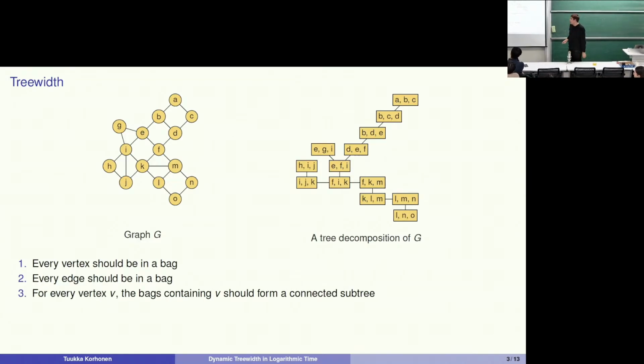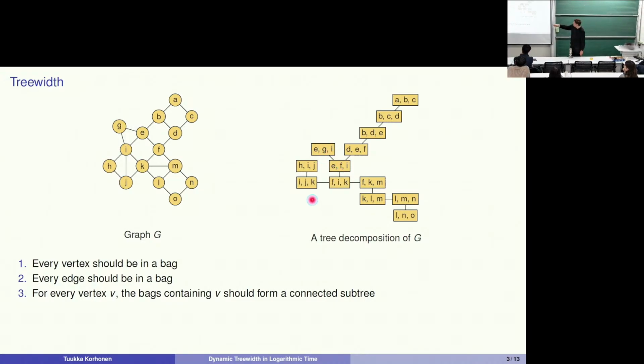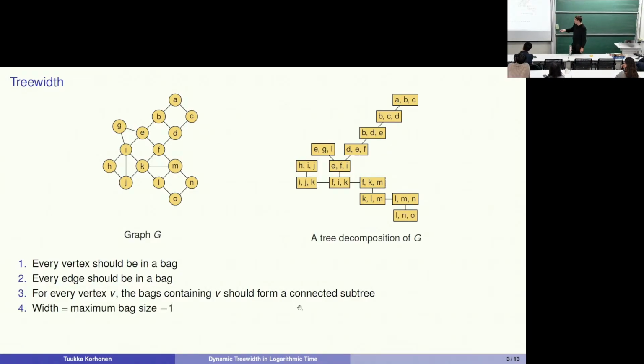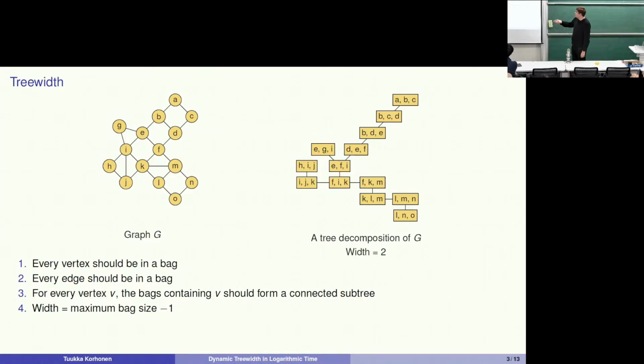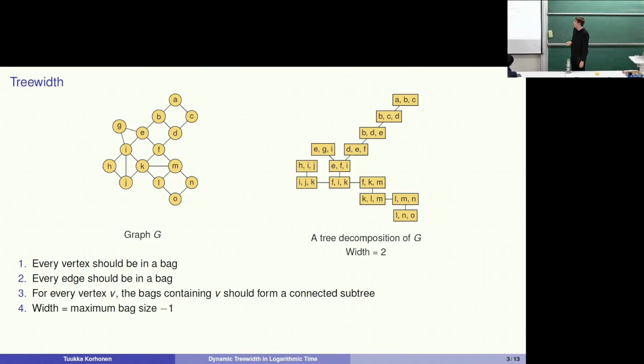And third, for every vertex V of the graph, the bags that contain this vertex should form a connected subtree of this tree decomposition. So if you look at the vertex I, then the bags where I occurs form this connected region here. So this is the definition of tree decomposition, and now we can define the width of a tree decomposition as the maximum bag size minus 1. So this tree decomposition has width 2.